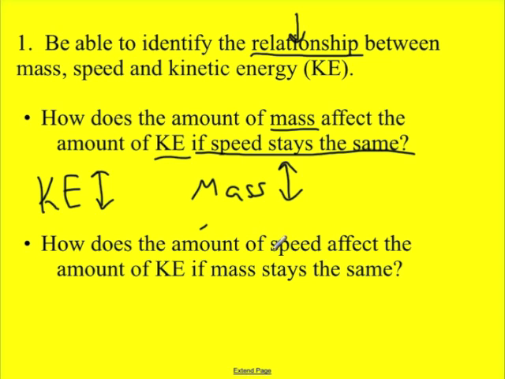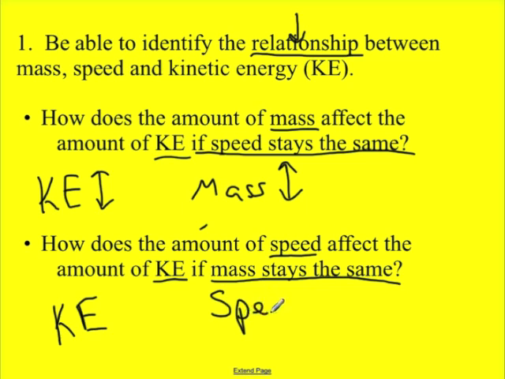So what about the opposite? What about speed? What happens? How does the amount of speed affect the amount of kinetic energy if now mass stays the same? So again, when I look at KE and I look at speed, now we're taking mass out of it because mass stays the same. So what would you rather get hit by?